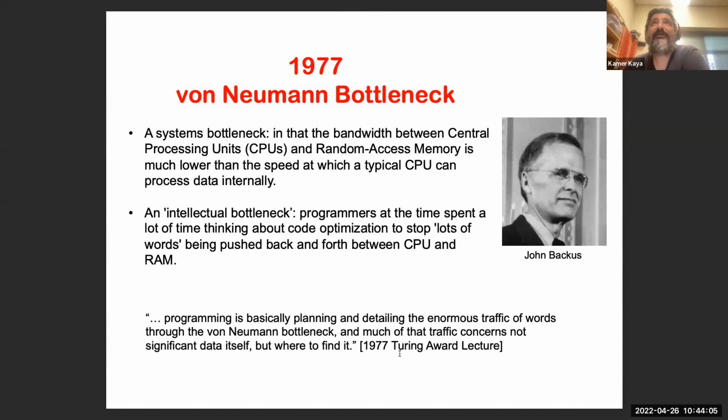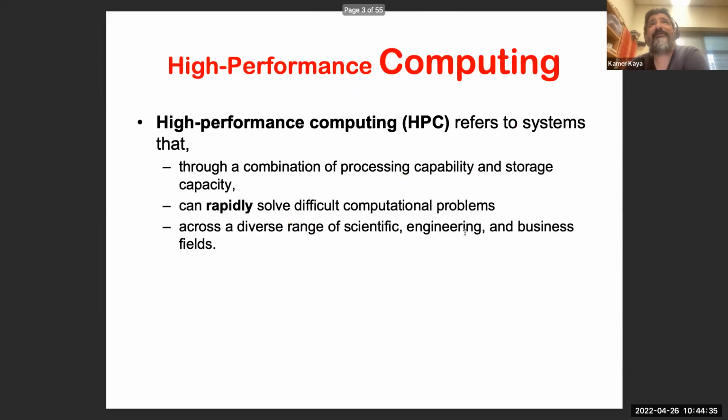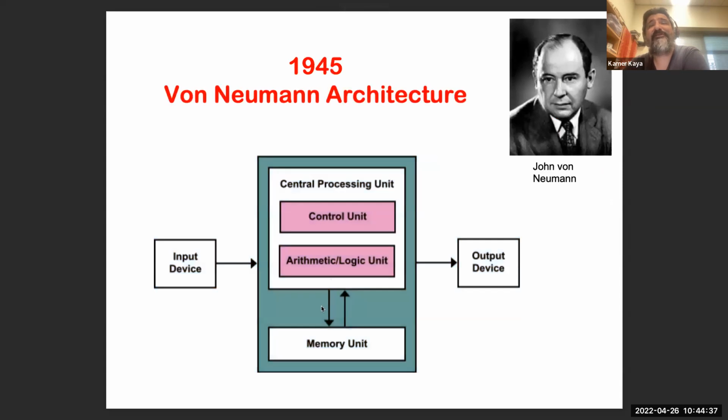Okay, and 1977, so the von Neumann bottleneck. This is John Backus. He received the Turing Award in 1977. And in his talk, he said that programming is basically planning and detailing the enormous traffic of words through the von Neumann bottleneck. And much of that traffic concerns not significant data itself, but where to find it. So this is the von Neumann design, right? The von Neumann architecture. And this is where you have the bottleneck.